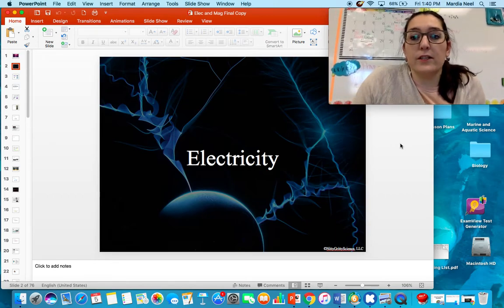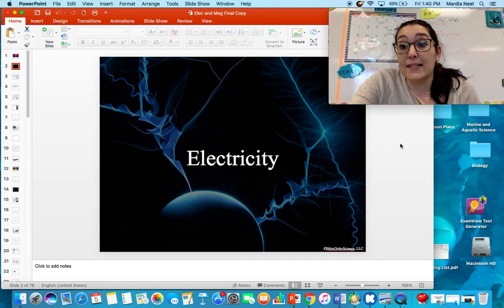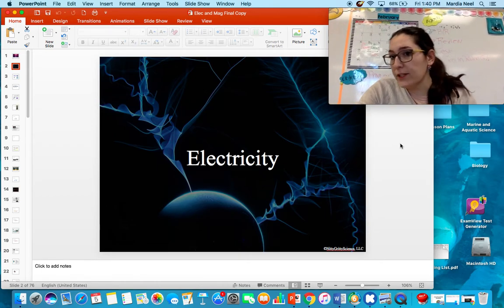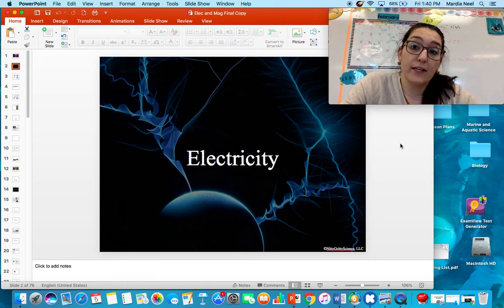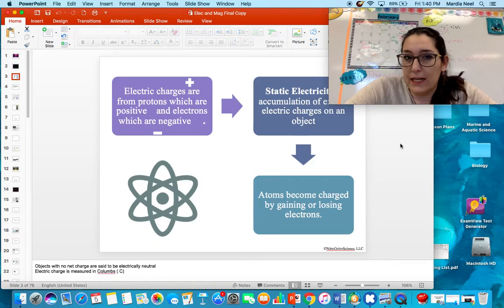Guys, so today we are going to start by talking about electricity, and the whole unit's going to be on electricity and magnets. And I know they don't seem like they're very related, but they're extremely related, and we're going to get into why in just a few days. So electricity, where does it come from and what exactly is it?